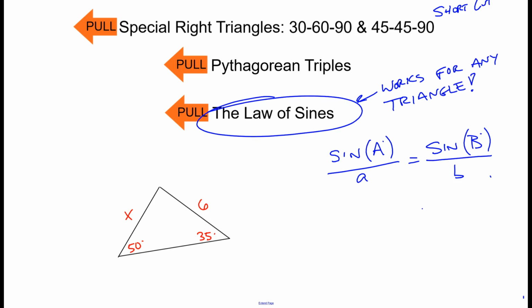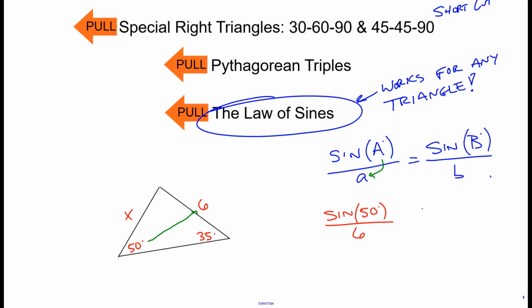I have this formula that says the sine of A over little a equals the sine of B over little b, and I don't have anything labeled as A, B, or C in this triangle. Does that mean you can't do the problem? Absolutely not. Okay? So here's how this works. This A, the angle, is across from the side length A. 50 degrees is across from the side length of 6. So that's going to be the first thing I write. The sine of 50 degrees divided by 6.